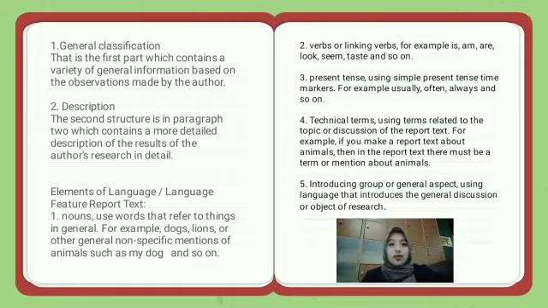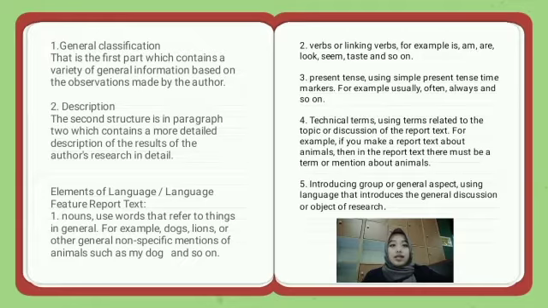Number two is verbs or linking verbs. For example, is, are, look, seem, taste, and so on. Number three is present tense. Using simple present tense time marks. For example, usually, often, always, and so on.